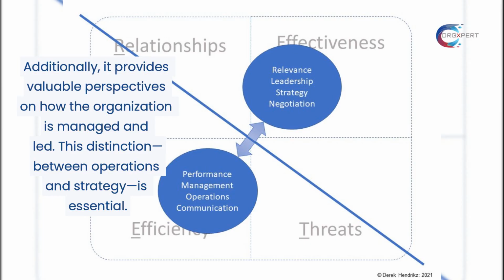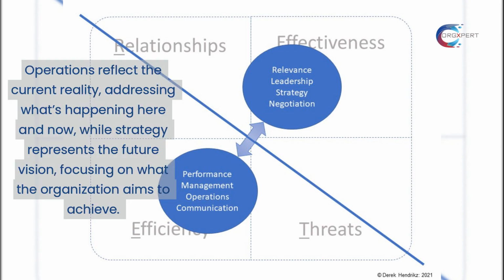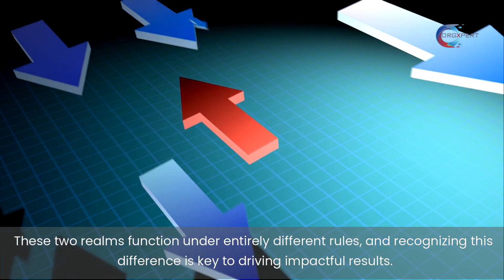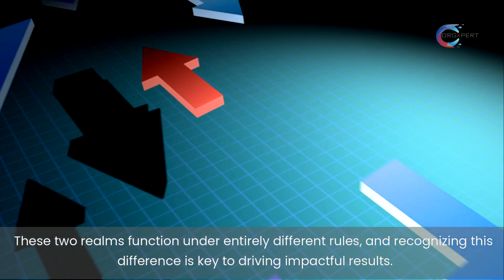This distinction between operations and strategy is essential. Operations reflect the current reality, addressing what's happening here and now, while strategy represents the future vision, focusing on what the organization aims to achieve. These two realms function under entirely different rules, and recognizing this difference is key to driving impactful results.